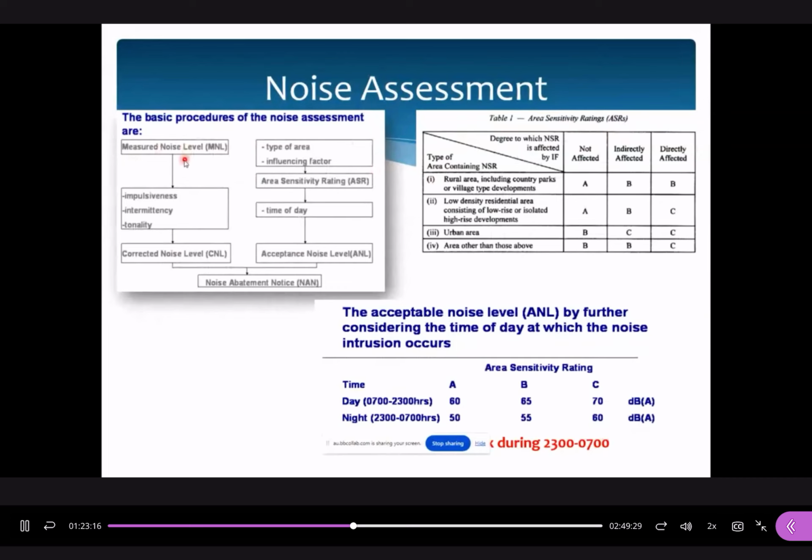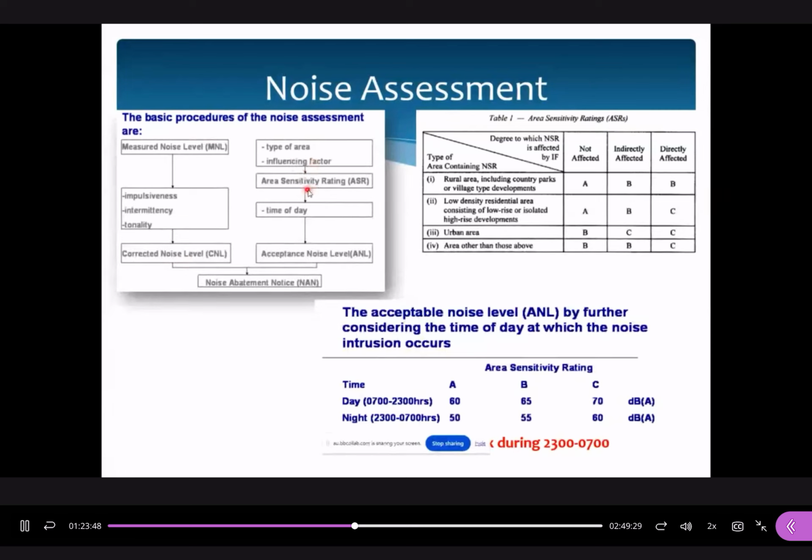We do the measurements to get the noise level, and then we can identify whether this is an impulsive noise, intermittent noise, or tonal noise. For the tonal noise, in the last lab, I told you how to make use of the technical memorandum to do the assessments. And then we do the corrections to find out the overall level. On the other side, we need to consider the types of area, the influencing factor, whether this is ASR.